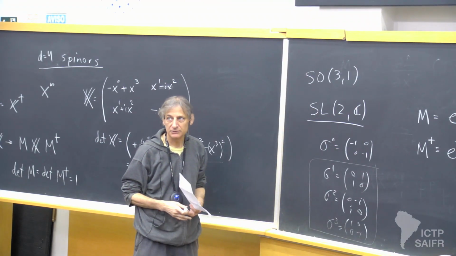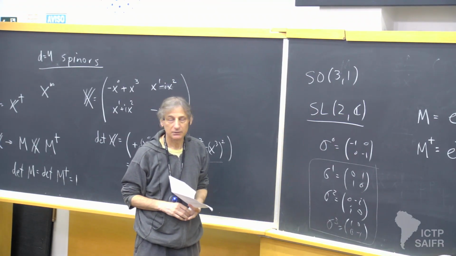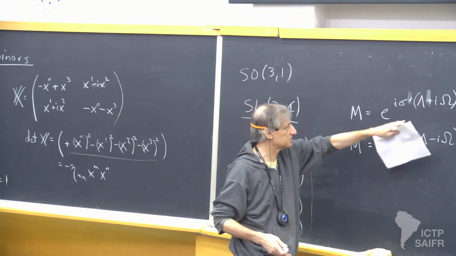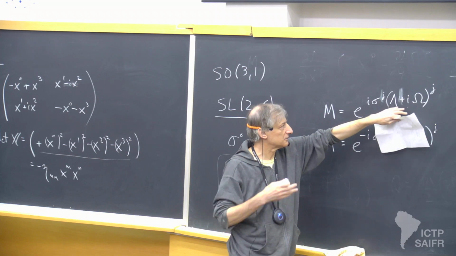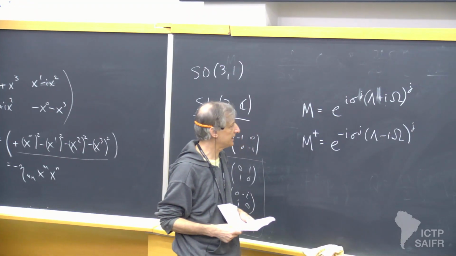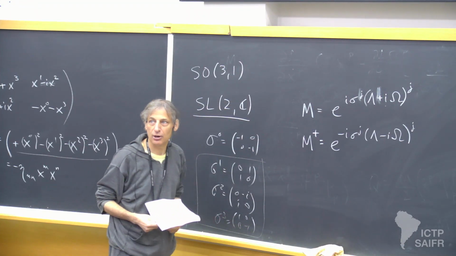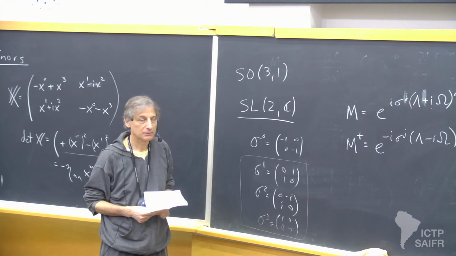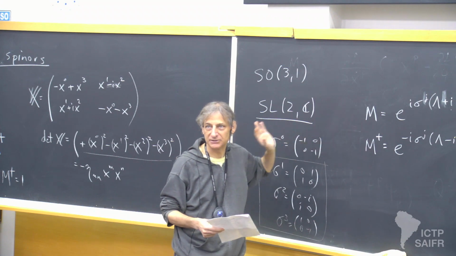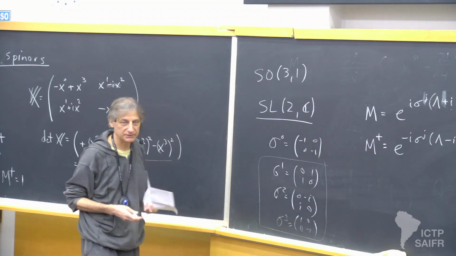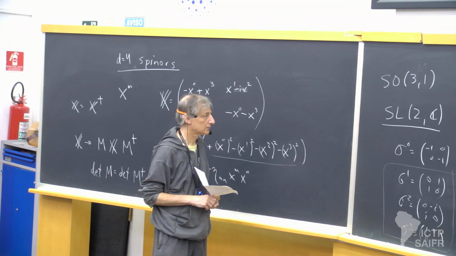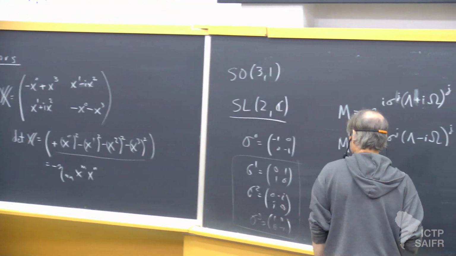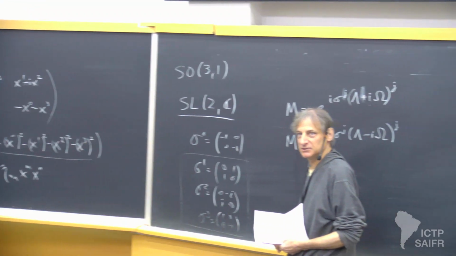Any questions? I'm not changing anything. I'm just describing the parameters of my boosts and rotations using this 2 by 2 complex matrix. This is, of course, special to 4 dimensions. We're not going to do this in any dimension. Now I can tell you what a vector and a spinor are.